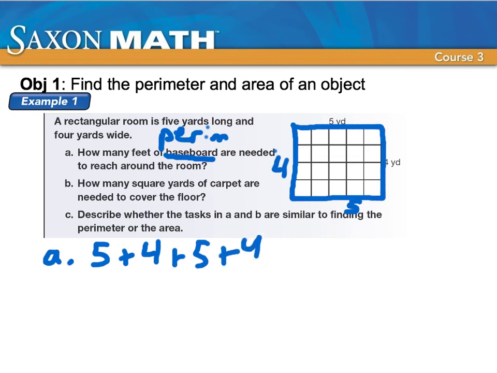So 5 plus 4 plus 5 plus 4. 5 plus 4 is 9. 9 plus 5 is 14. 14 plus 4 is 18. This time, instead of putting units, they told us what the unit is. It's yards, so I'm going to put 18 yards.